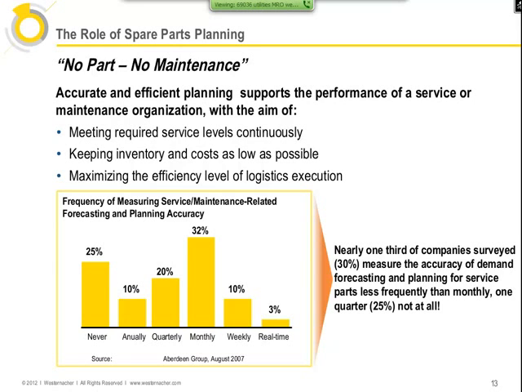But a research study, which you see on the bottom part of this page, of the Aberdeen Group shows that over 50% of companies either never or sporadically measure the accuracy of their maintenance-related spare parts forecasts. This is represented by the 3 left bars. So there is quite a lot of room for improvement.